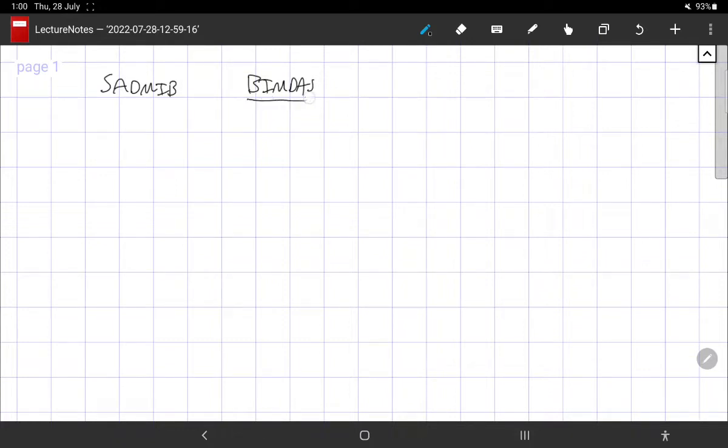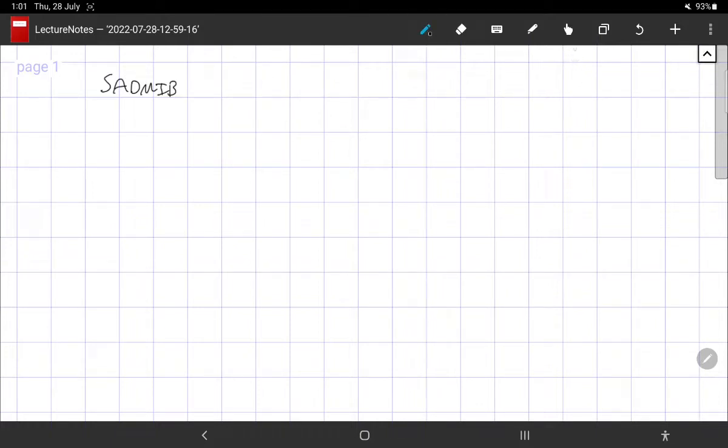We go this way in BIMDAS, where we have brackets, indices, multiplication, division, addition, and subtraction. In SADMIB, when we rearrange equations, we go through subtraction and addition first, then division and multiplication, and then indices, and brackets. So we can remove this.